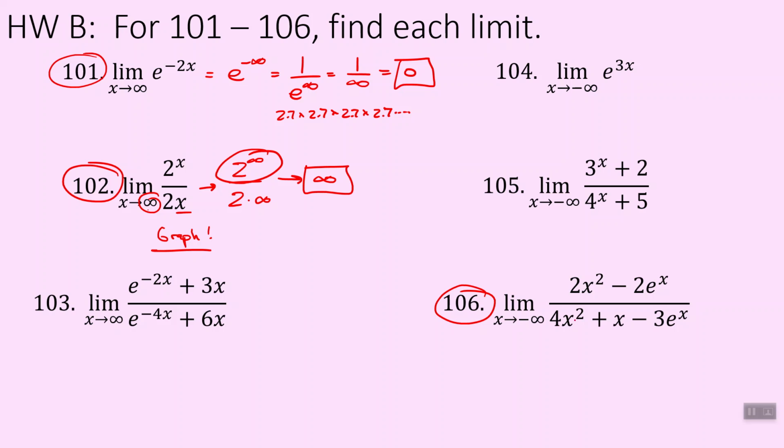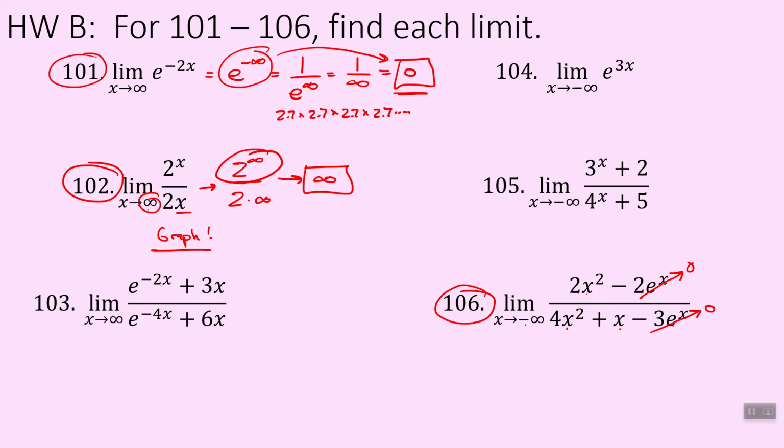All right, the last one here, 106. We're going to negative infinity of this guy. So we're going to have 2 times negative infinity squared. So this term is going to go to infinity. We're going to have minus 2 e to the negative infinity. This term is going to go to 0. We already saw e to the negative infinity goes to 0 from the first one here. This one's going to go towards infinity. This one's going to go towards infinity. This term is also going to go to 0 because it's going to be e to the negative infinity, which we also saw already was 0.